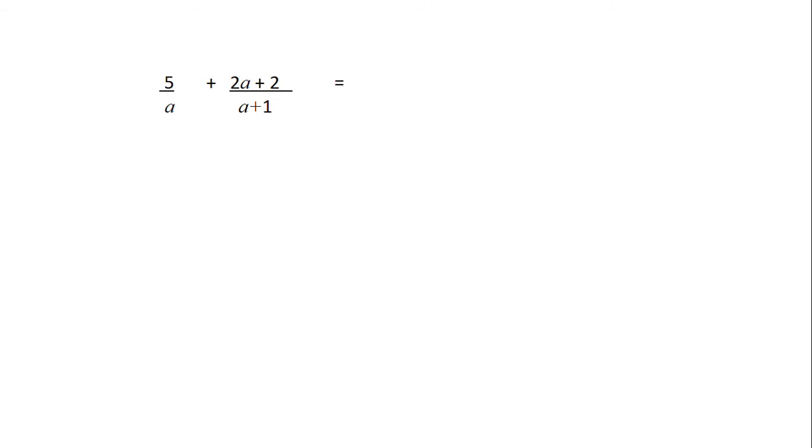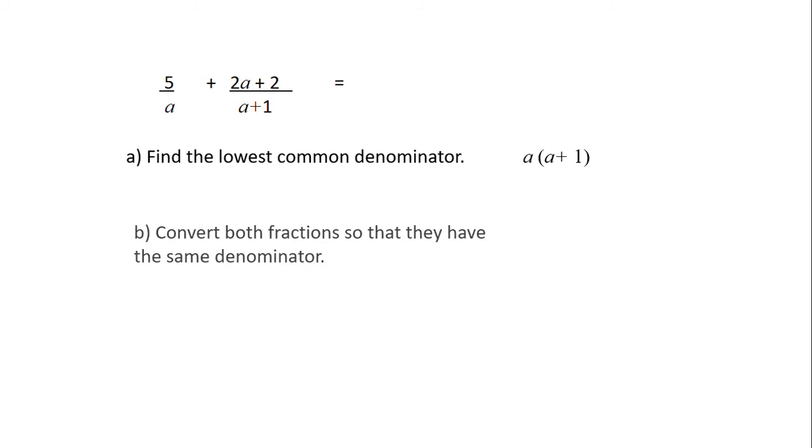Okay, looking at slightly harder ones. If we go back and remember our first question where we were just adding normal fractions, we had a fraction over 7, a fraction over 5. We multiplied them together to get the lowest common denominator of 35. Same principle applies here. We're multiplying these two together, and our new lowest common denominator is going to be a times a plus 1.